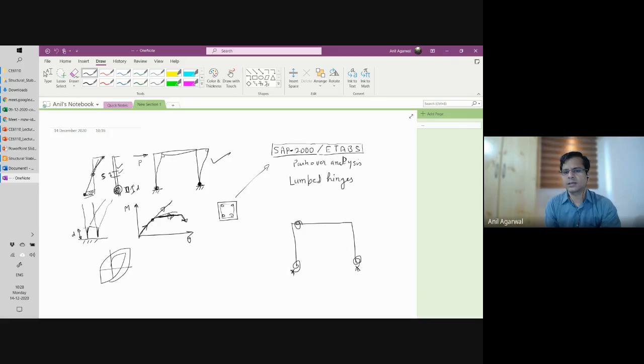Maybe the beam is slightly weaker, so another hinge exists here, another hinge exists here, and the rest of the system remains linear. So this part is linear, this part and this part are also linear. And all the nonlinearity is confined to these hinges, these four hinges. Okay. And this is a very acceptable, very powerful model.